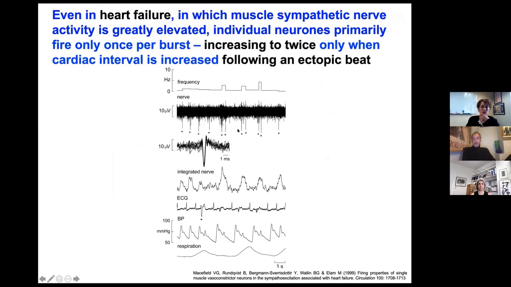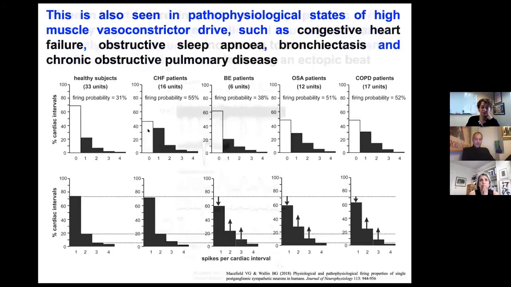Here is a patient with heart failure, and we've got these ectopic beats with prolonged cardiac intervals. As I mentioned earlier, that induces a compensatory, larger and broader burst of sympathetic nerve activity. In this case, this neuron, despite being recorded from a patient with heart failure, with very high sympathetic outflow, is just puttering away, 1 spike per burst. Here, during the ectopic beats, it is firing twice.